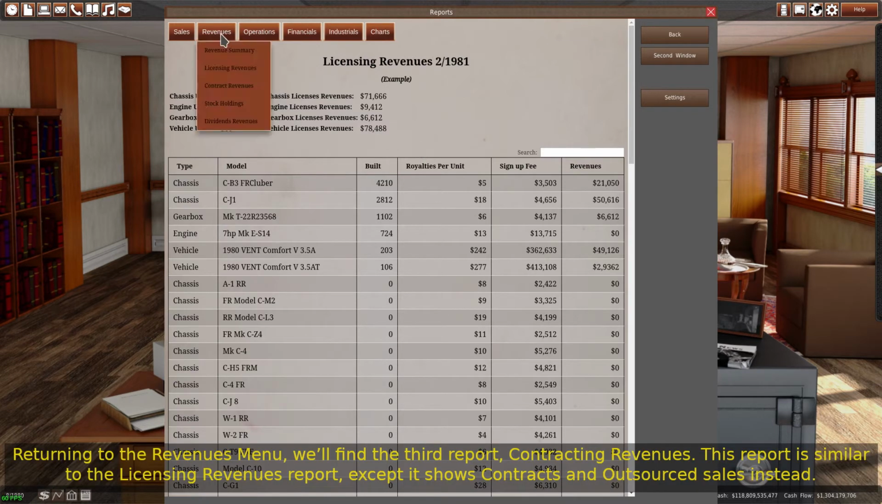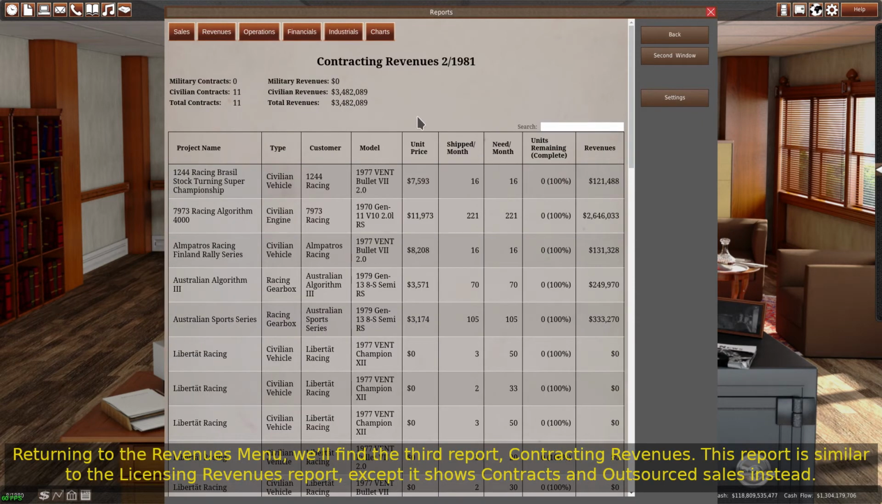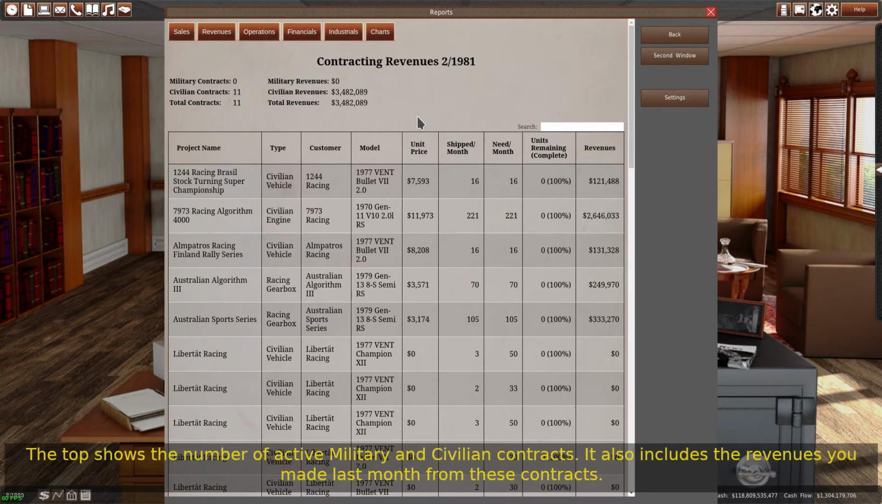Returning to the revenues menu, we'll find the third report, contracting revenues. This report is similar to the licensing revenues report, except it shows contracts and outsourced sales instead. The top shows the number of active military and civilian contracts. It also includes the revenues you made last month from these contracts.